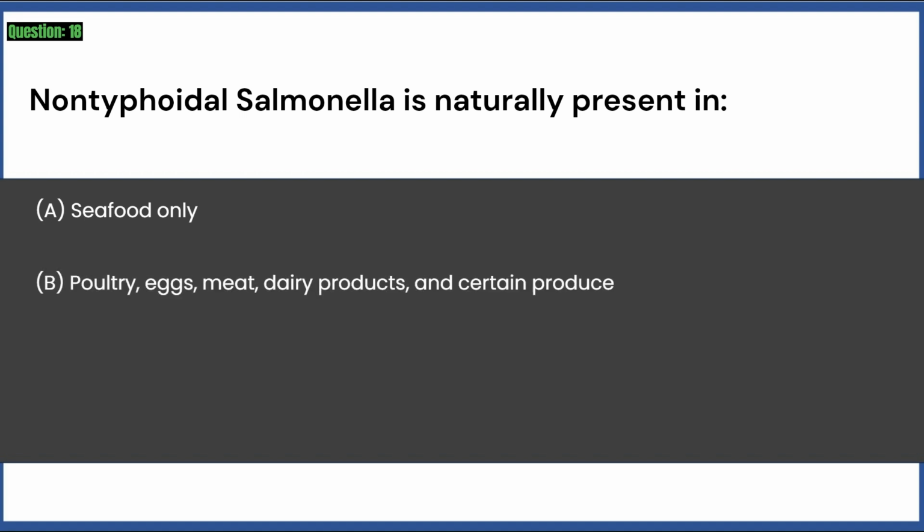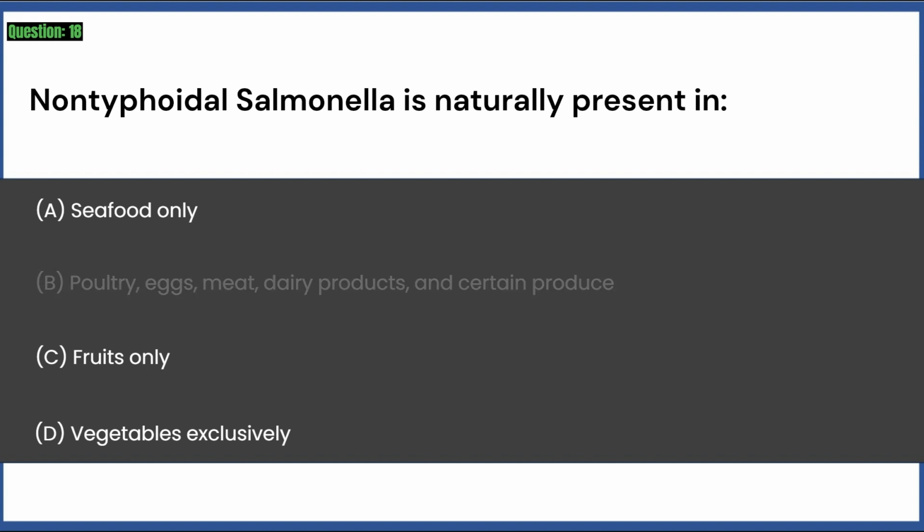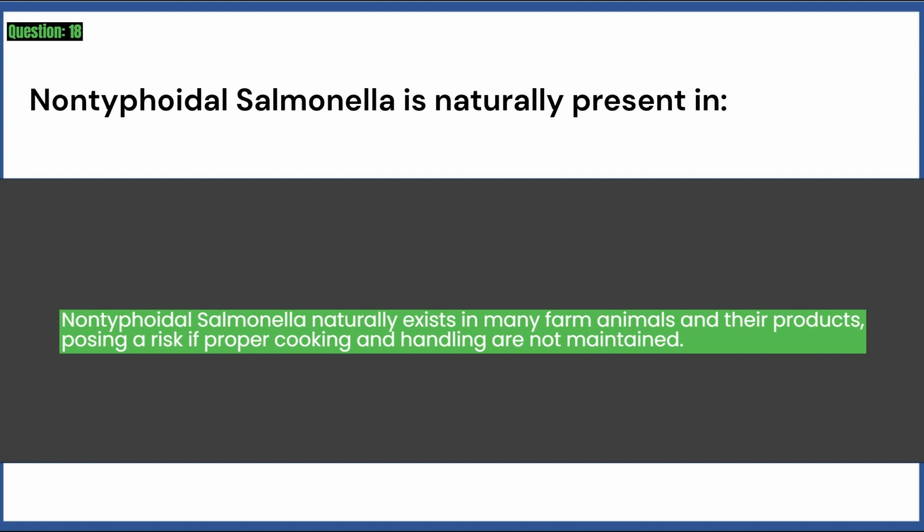Non-typhoidal Salmonella is naturally present in: A. Seafood only. B. Poultry, eggs, meat, dairy products, and certain produce. C. Fruits only. D. Vegetables exclusively. Answer: B. Non-typhoidal Salmonella naturally exists in many farm animals and their products, posing a risk if proper cooking and handling are not maintained.